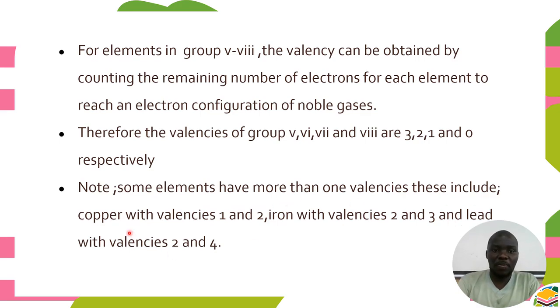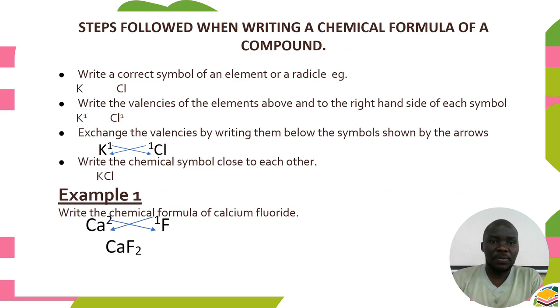These include copper, which has 1 and 2, iron, which has 2 and 3, as well as lead, which has 2 and 4. Usually these are elements from the big periodic table that come from the transition metals. Steps followed when we are writing the chemical formula of a compound.